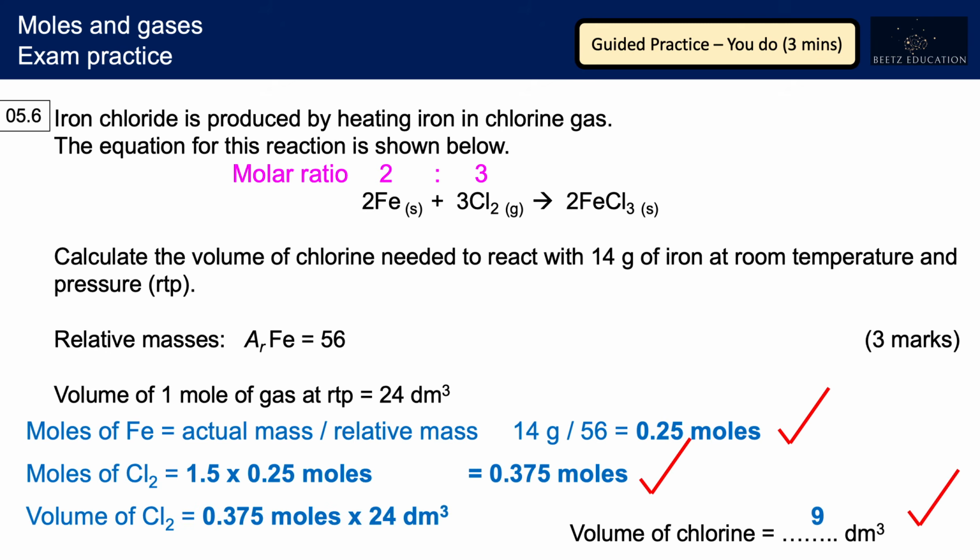2 marks so far. Final step, multiply the number of moles by the molar gas volume to give you 9 decimeters cubed.